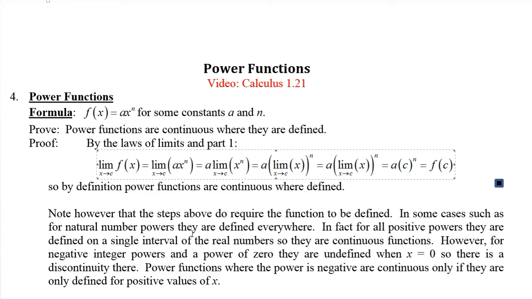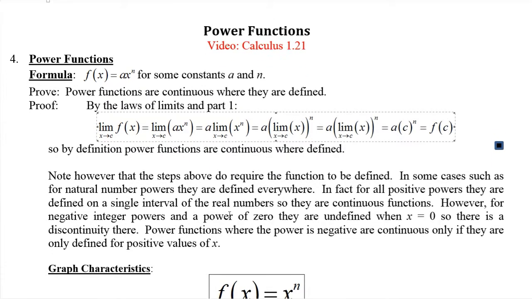And so there are some types of power functions that are not defined at certain places. Particularly, we can't have 0 to the 0 power or 0 to a negative power. So as long as we don't have those things happening, then we have a continuous function everywhere. If we do have those things happening, then that gives us a discontinuity there.